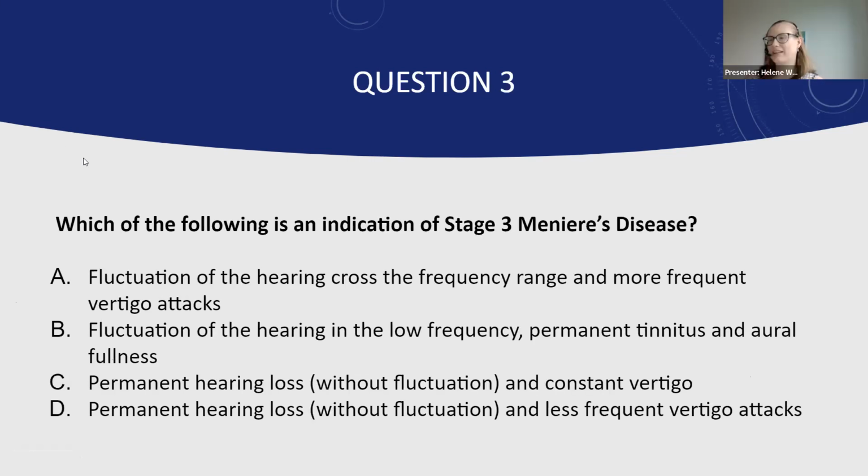All right, let's have a go at question 3. Which of the following is an indication of stage 3? A, B, C, or D? Fluctuating hearing loss, permanent hearing loss, lots of vertigo, or less vertigo. Which one do you think?